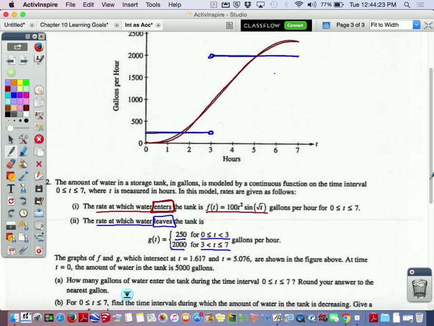It says the graphs of f and g intersect at t equals 1.617 and t equals 5.076. Super handy. They tell us the t values of these intersection points. So this is t equals 1.617. This one is t equals 5.076. They are shown in the figure above. At time t equals 0, the amount of water in the tank is 5,000 gallons. So a lot of stuff to even take in before we've even been asked a specific question.